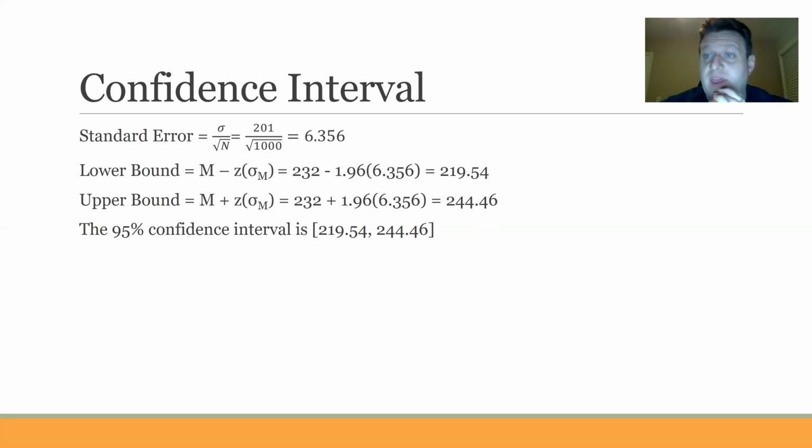Okay, again, if we were to conduct these confidence intervals millions of times, 95% of the time, the confidence intervals that we calculate will include the true population mean. All right, that's the correct interpretation.